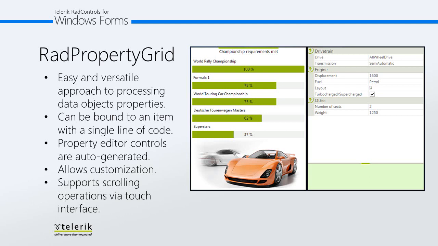RadPropertyGrid can be bound to an item with just a single line of code, and you may start exploring or editing its properties. The property editor controls are auto-generated, so text fields for string properties, date time pickers for dates, combo boxes for enums and booleans, RadColorPicker for colors. In addition, RadPropertyGrid allows flexible manual settings and customization of editors. The RadPropertyGrid also supports scrolling operations via the touch interface. Let's go ahead and dive into Visual Studio 2010 and take a look at what RadPropertyGrid has to offer.